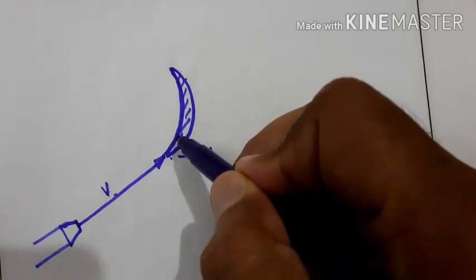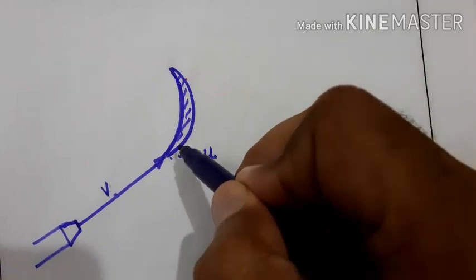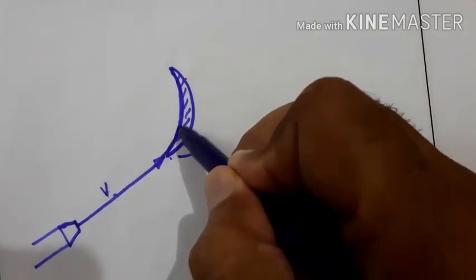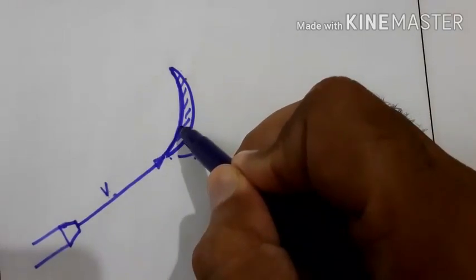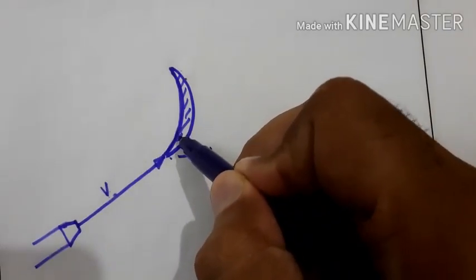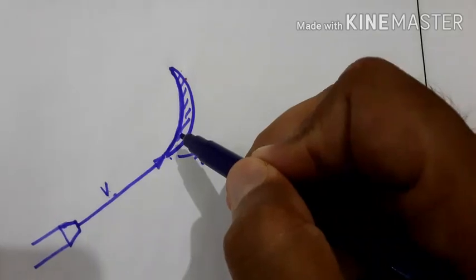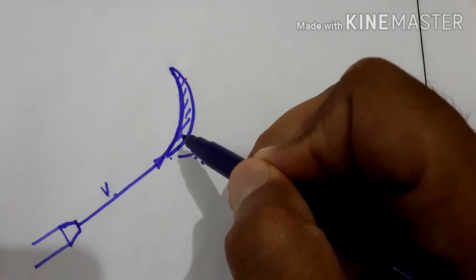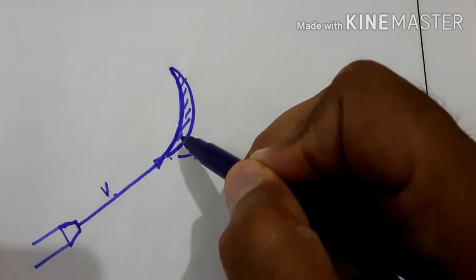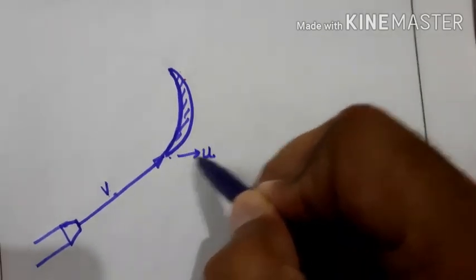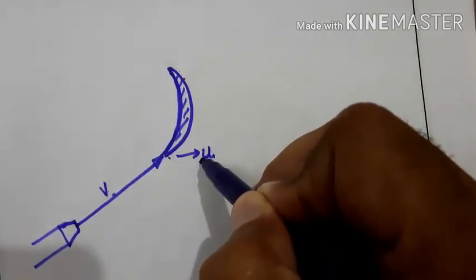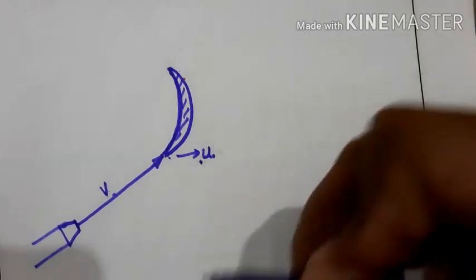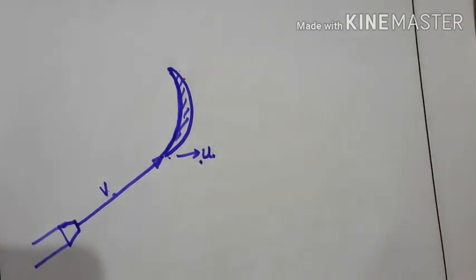Then the fluid momentum will be transmitted to the blade passage, because water is gliding over the surface. Some amount of force will be exerted on the blade passage, and the blade will move in the forward direction, in this direction. Then another blade will come and receive the force, as I explained earlier.